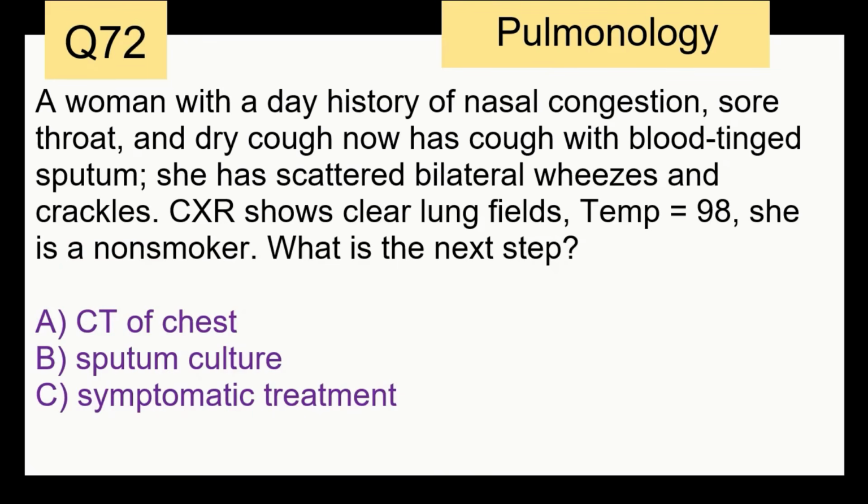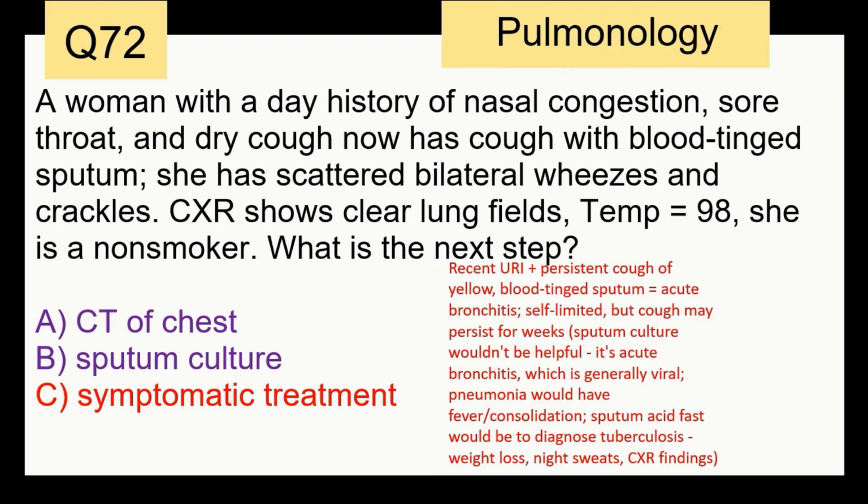72. A woman with a day history of nasal congestion, sore throat, and dry cough now with a cough with blood-tinged sputum. She has scattered bilateral wheezes and crackles. Chest x-ray shows clear lung fields. Temperature is 98. She's a non-smoker. What's the next step? So this is actually a classic case of acute bronchitis. The next step is symptomatic treatment. For acute bronchitis, even though we get scared off by the blood-tinged sputum, that's actually pretty normal in acute bronchitis, and that's what's going on over here.